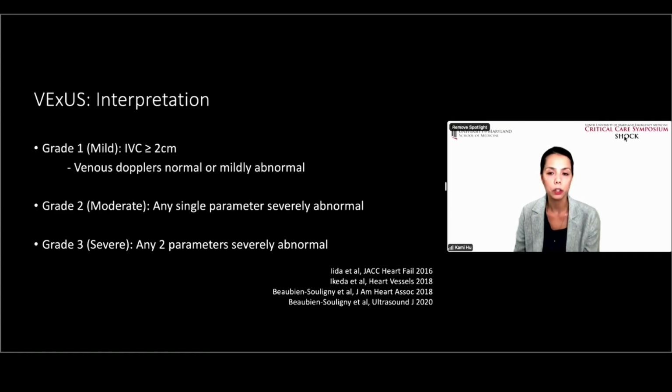So when you put all these things together, which is what the VEXUS team did, they graded based on severity. You couldn't even come to the party if your IVC was less than 2 centimeters. If you start your ultrasound and your IVC is less than 2 centimeters, you do not go on to do the VEXUS. If you're greater than or equal to 2 centimeters and the rest are normal or you have 1 or 2 mildly abnormal, you're still indicated as mild, grade 1. You're moderate, grade 2, if you have 1 severely abnormal parameter. But you have severe congestion if you have 2 or more severely abnormal parameters.